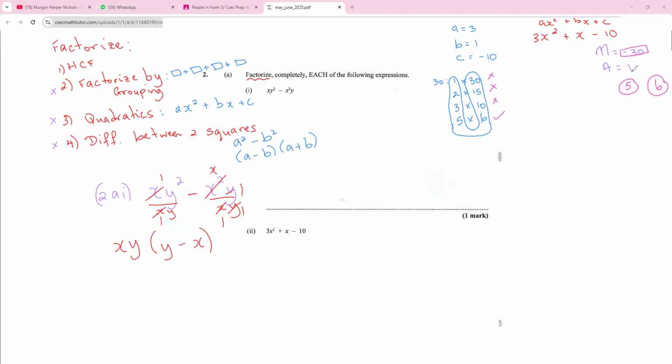But B is positive 1. Sorry, this is actually B. Right, but remember, I put A for add. But the value here is positive 1. So that means the bigger number had to be positive, and therefore the smaller number was negative.